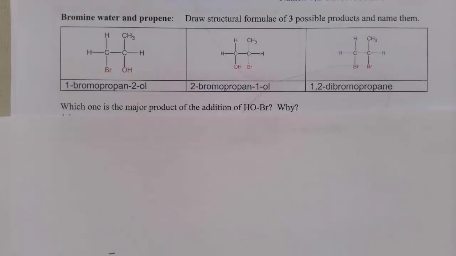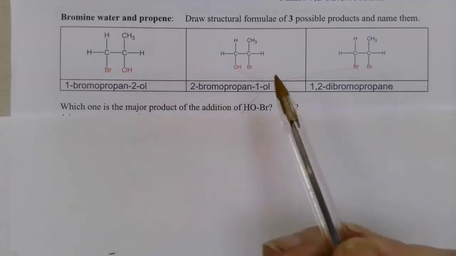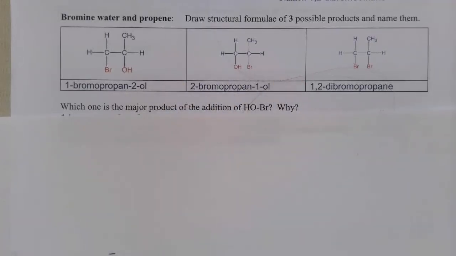So the 3 possible products are going to be my 1-bromopropan-2-ol, where the OH group goes on the second carbon, 2-bromopropan-1-ol, where the OH group goes on the first carbon, and obviously my 1,2-dibromopropane. Now we need to work out which of these 2 alcohols is going to be the major product, and to do that we need to look at the carbocation intermediates.